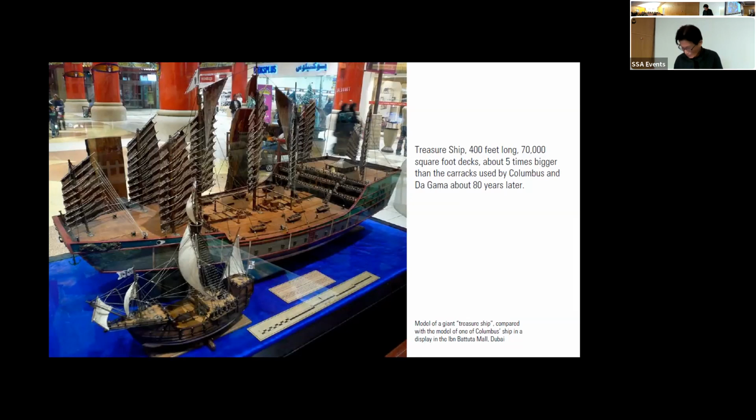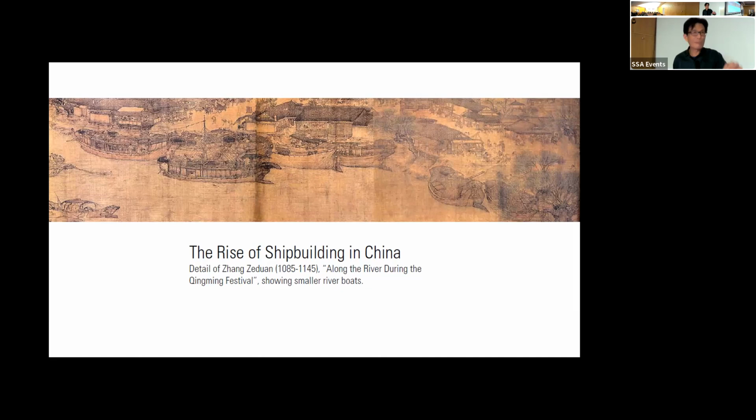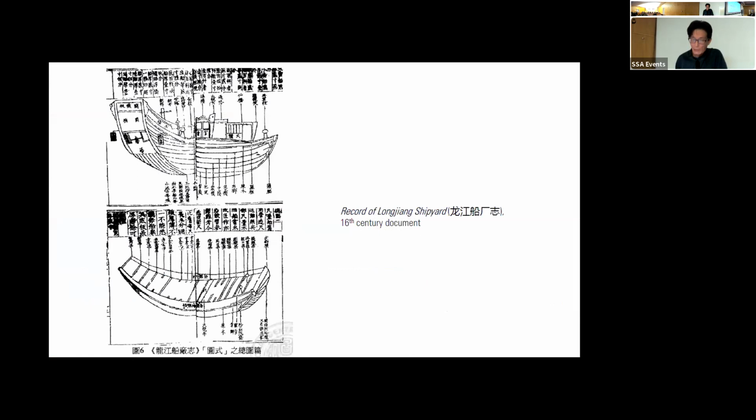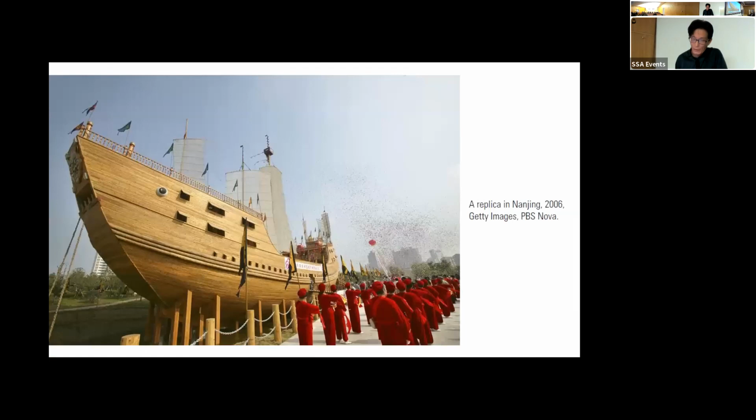Shipbuilding technology was developed quite extensively as part of the Song Dynasty's innovative era. You can see shipyards in Nanjing. Some documents and books are still remaining describing ship construction. This is a replica in Nanjing. I don't know how close this is to the original. A lot of it is speculation, but it's very brave of them to do this kind of mock-up.